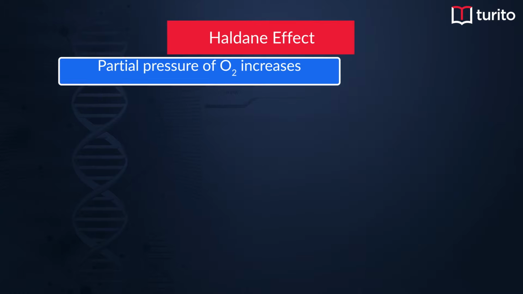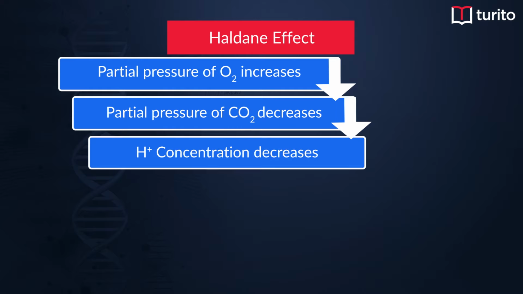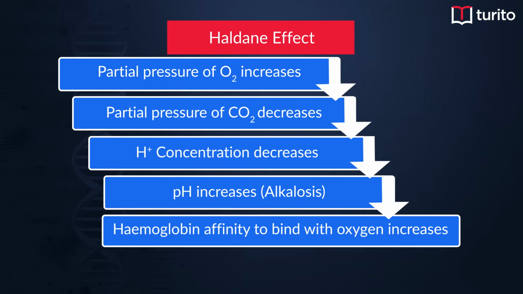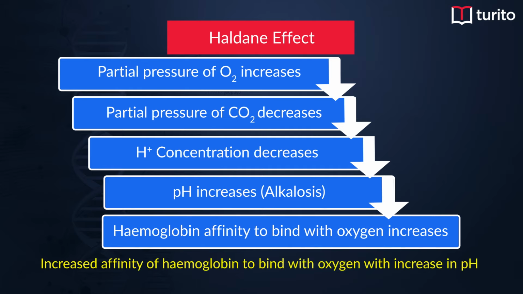So here the amount of protons decreases, meaning the pH will increase. The increased pH will increase the affinity of hemoglobin to bind with oxygen. So this explains the Haldane effect. The decrease in partial pressure of carbon dioxide will increase the pH, thereby the affinity of hemoglobin to bind with oxygen increases. This is how the Bohr effect and the Haldane effect explain the affinity of hemoglobin to bind with oxygen.